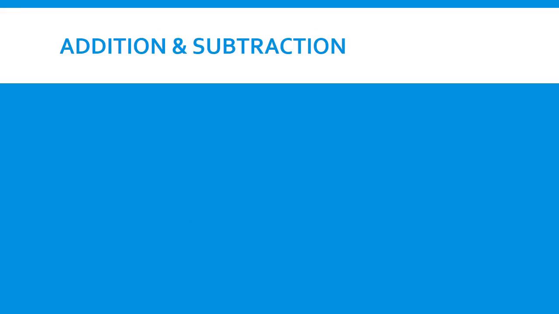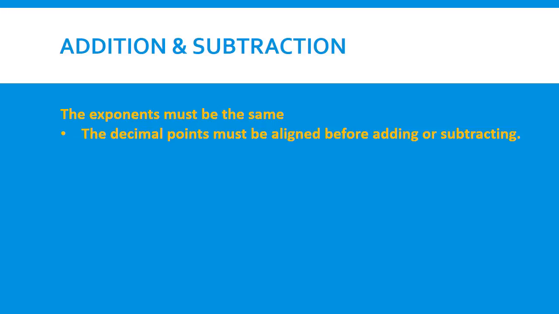In terms of addition and subtraction, what we need to do is ensure that the exponents are the same. That is, we need to get decimal points aligned before adding or subtracting. So we have these two numbers. Here we can see we have an exponent of 10 to the 3 and an exponent of 10 to the 2. So they're not the same. So what we're going to do is convert our smaller exponent to the larger exponent.